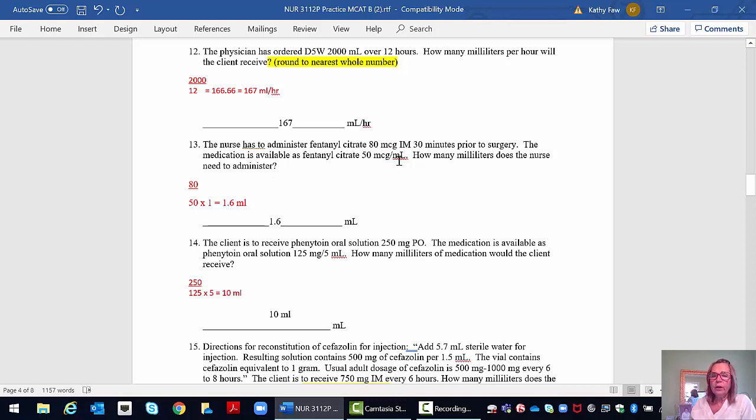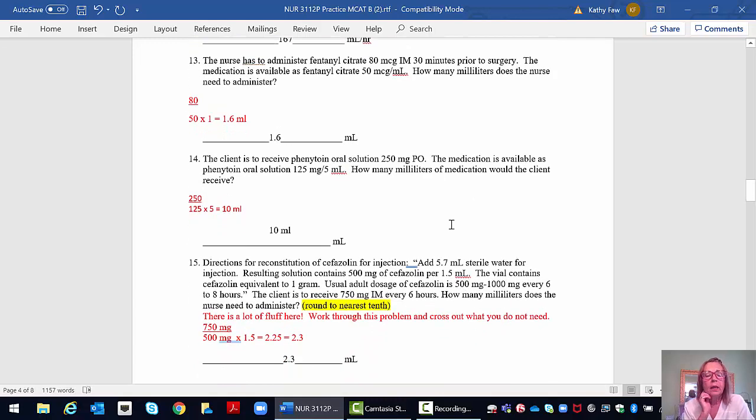So what you're going to do, you're going to take that 80 and you're going to divide it over the 50. So what is our desire? 80. What is our have? 50. All right. What is our stock? 1. Okay. And what is it? When you divide it and times the 1, it's 1.6 mLs. So once again, desire over have times stock equals 1.6 mLs.